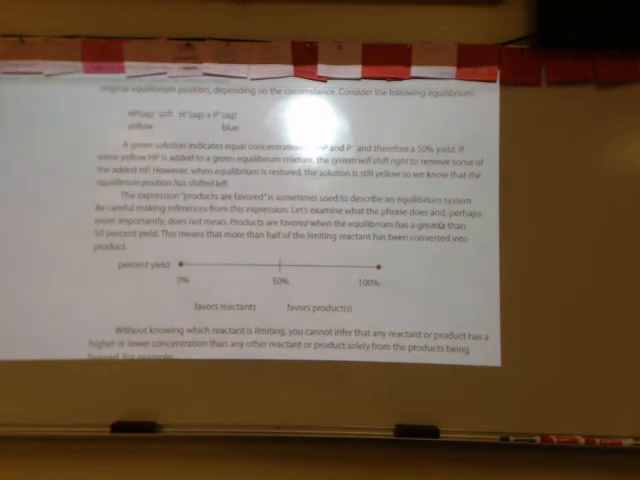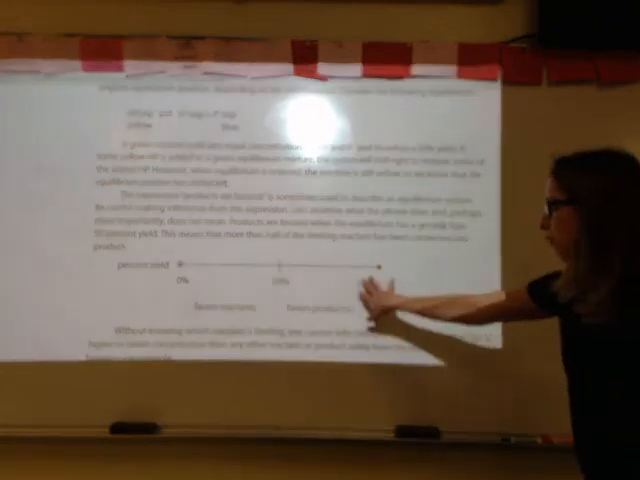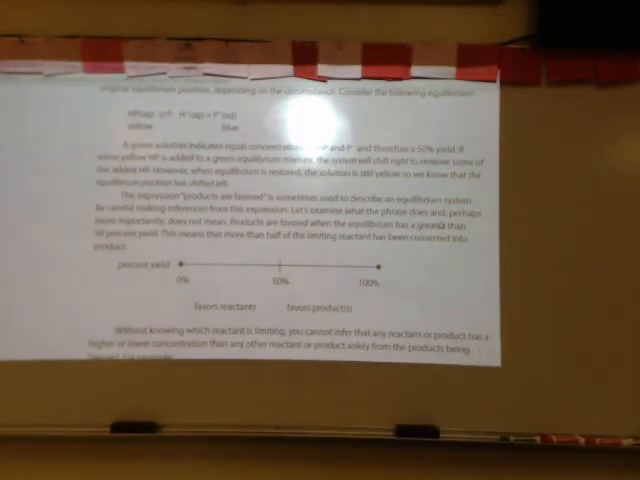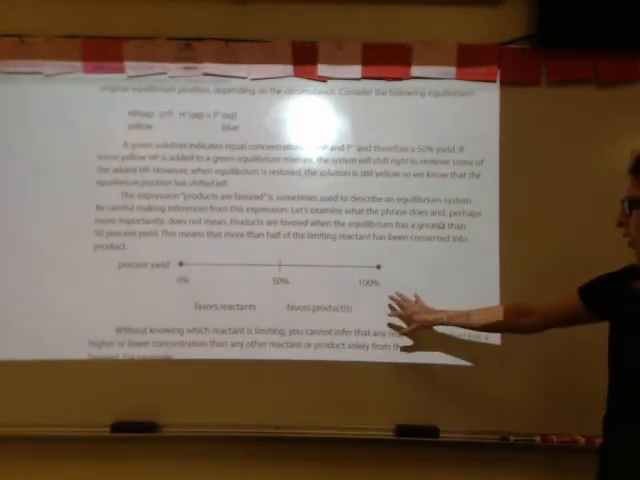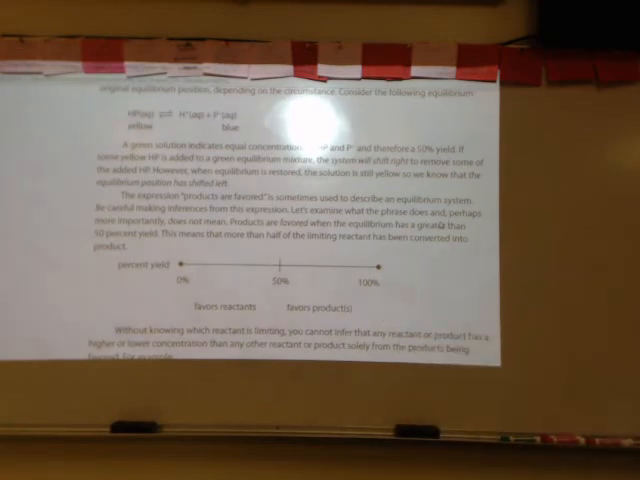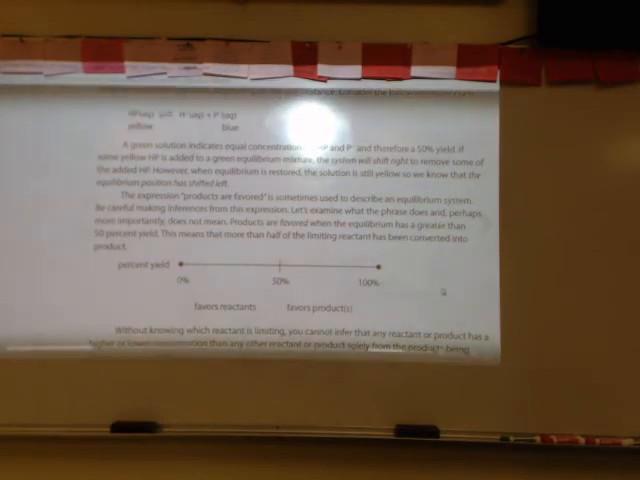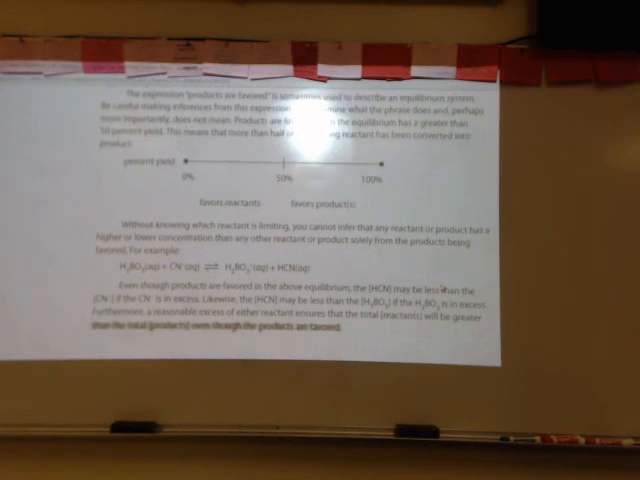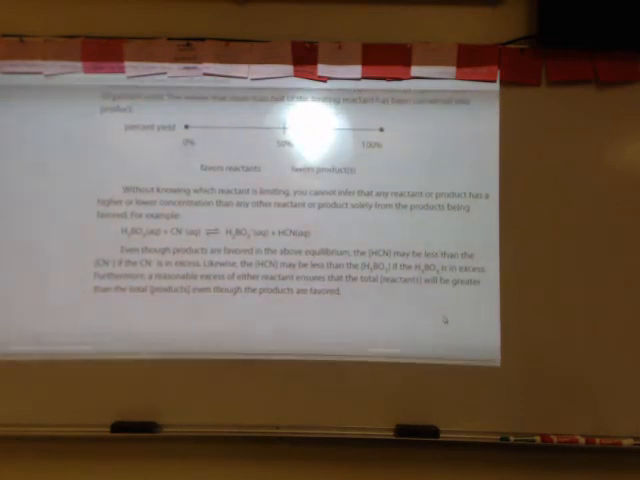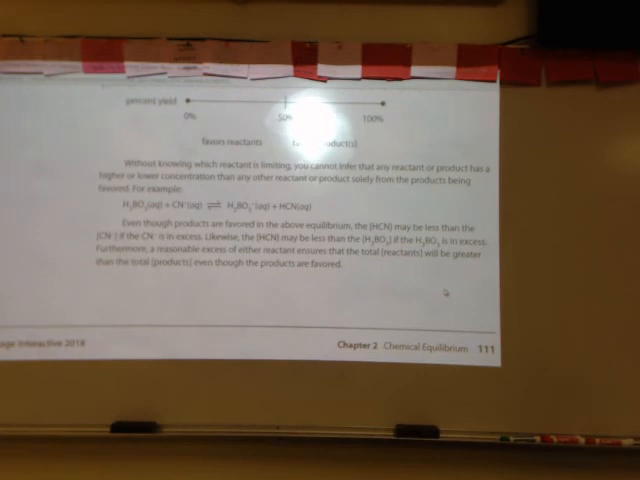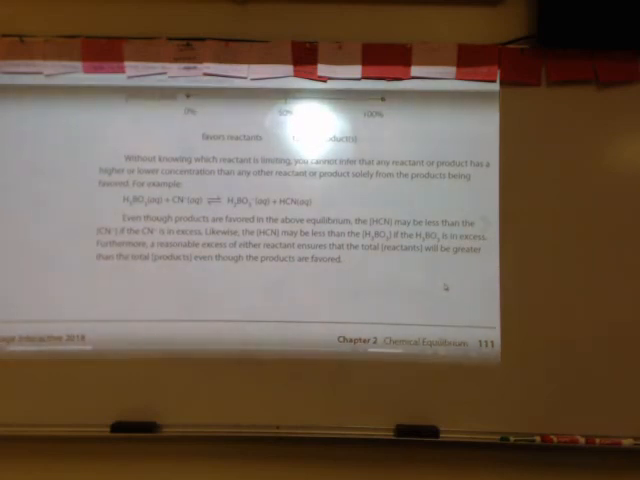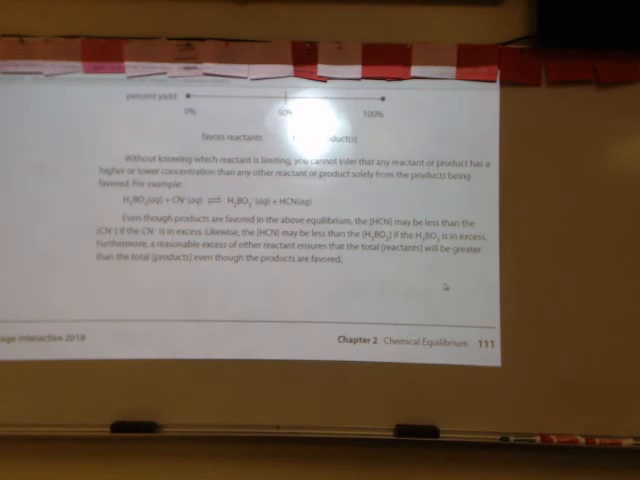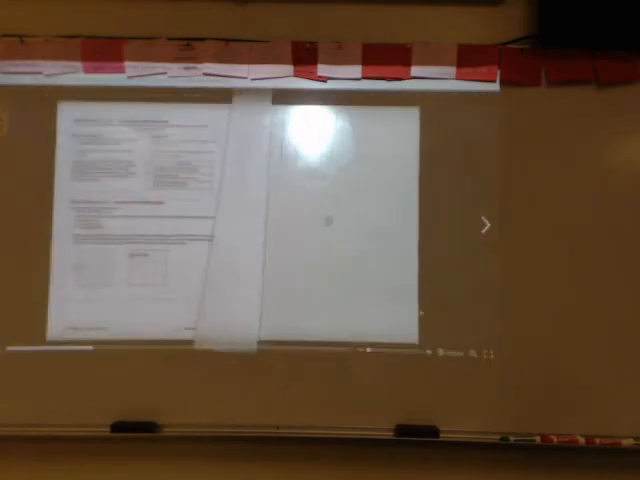So when we say products are favored, that is sometimes used to describe an equilibrium system where I have greater than 50% yield at equilibrium. So more than half of the limiting reactant has been converted into my product. Now, without knowing which reactant is limiting, you really can't infer that any reactant or product has a higher or lower concentration than another solely from saying that the products are favored, okay? Let's take a look at the quick check on the next page.